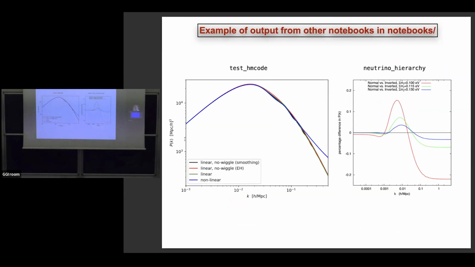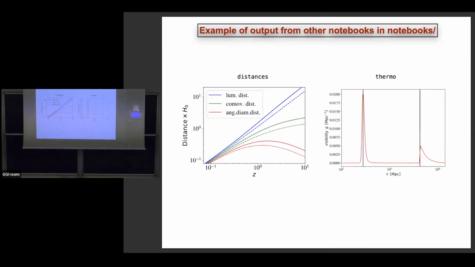Okay, test HM code shows how to use HM code, but also HaloFit. Here it gives you the linear power spectrum, the nonlinear power spectrum, and different versions of a de-wiggled power spectrum obtained either numerically or analytically from the Eisenstein-Hu formula. This shows you the residual of some power spectra for different values of the total neutrino mass, but assuming normal versus inverted hierarchy.